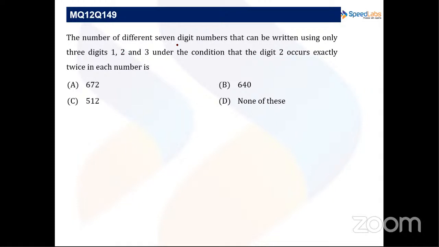The number of different 7-digit numbers that can be written using only three digits 1, 2, and 3 under the condition that digit 2 occurs exactly twice in each number is. Giving you again 30 seconds time.